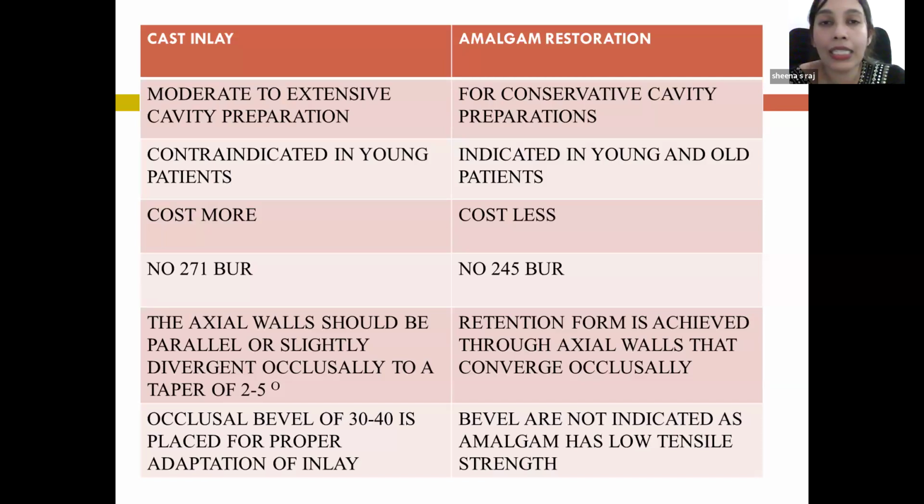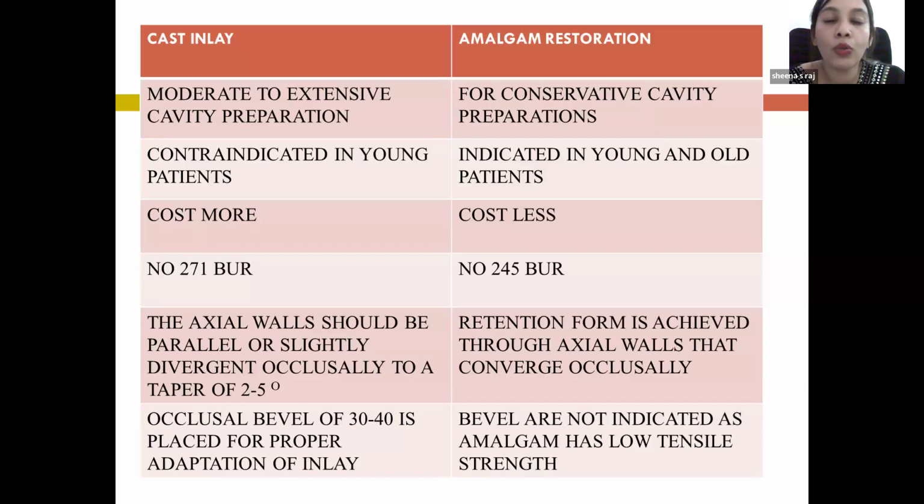Young tooth cast inlay is not indicated because the cavity is very large. It is occlusally divergent, not converging like that of amalgam. But amalgam can be indicated in a young and old tooth. Cost is more for the case of an inlay because it is done in labs. Cost is less in the case of an amalgam.